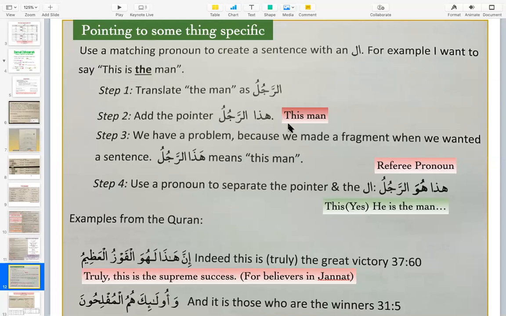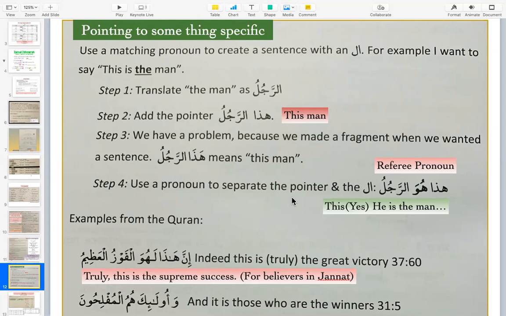Okay, I do not want to say "this man," rather I want to say "this is the man." So I want to point to some specific person. What should I do now? That is kind of the same problem, but this is going to be solved in a different way.